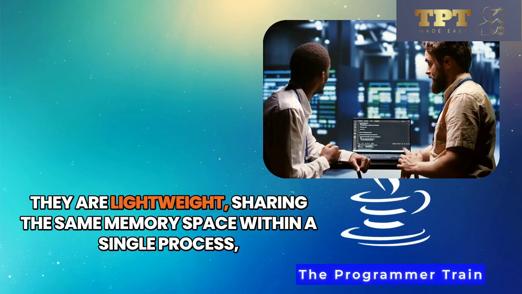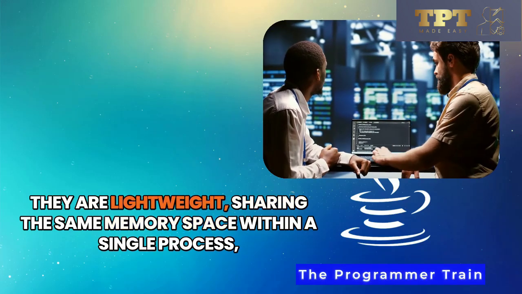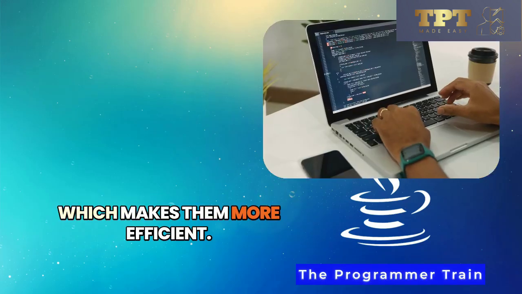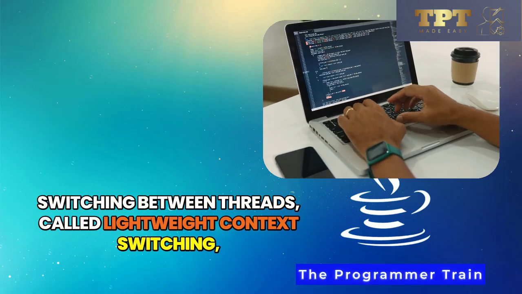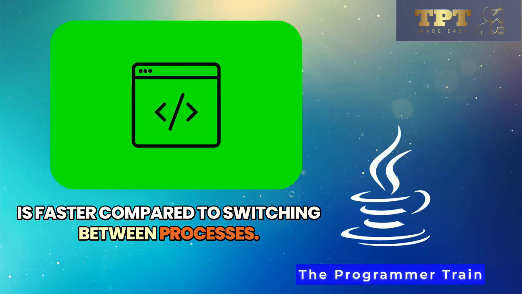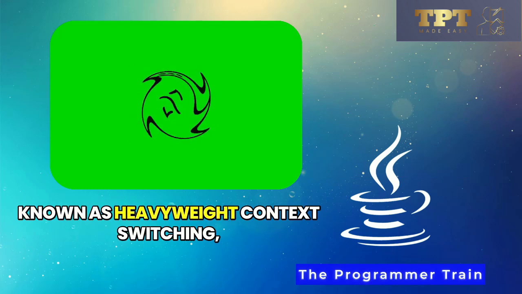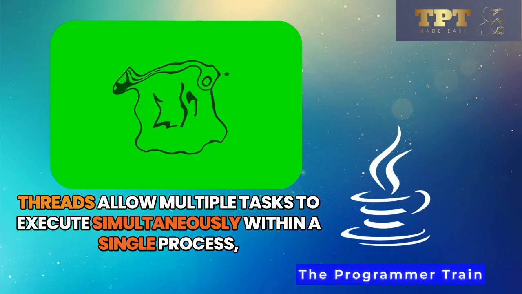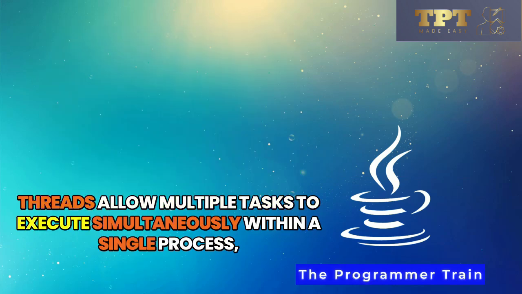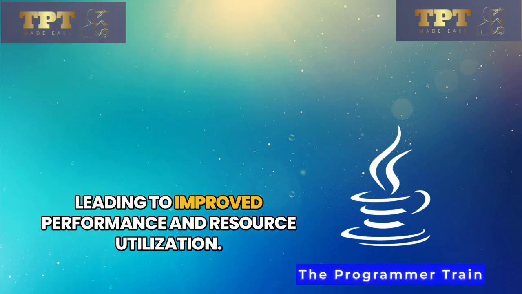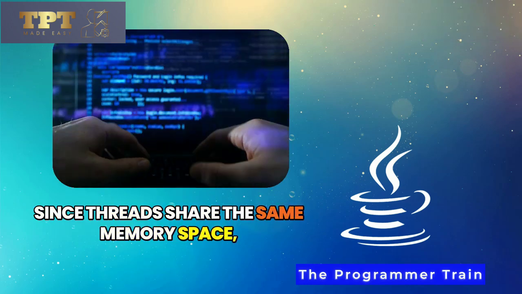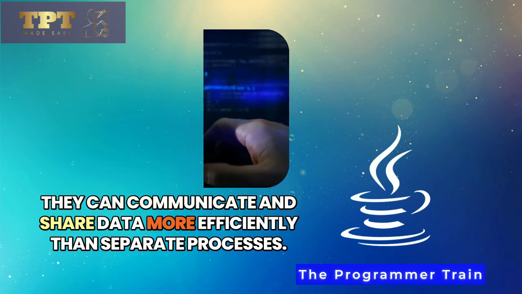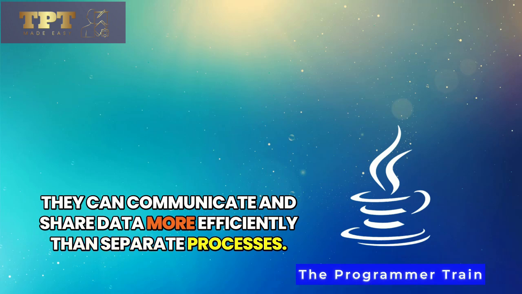Threads are the next step in the evolution of multitasking. They are lightweight, sharing the same memory space within a single process, which makes them more efficient. Switching between threads, called lightweight context switching, is faster compared to switching between processes, known as heavyweight context switching. Threads allow multiple tasks to execute simultaneously within a single process, leading to improved performance and resource utilization. Since threads share the same memory space, they can communicate and share data more efficiently than separate processes.